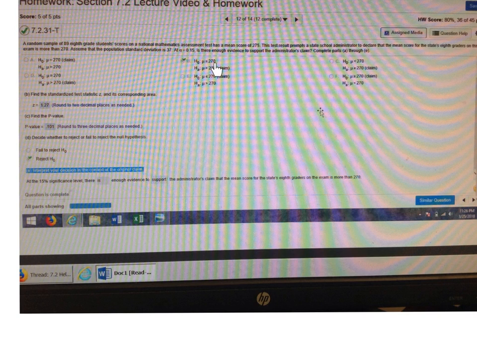So if we reject this, that means we're going to support the alternative hypothesis, which is the claim they're wanting to make. So at the 15% significance level, there is enough evidence to support the claim that their scores are more than 270. And so anytime you reject the null hypothesis, that means you support the alternative hypothesis. And if you do not reject the null hypothesis, then there wouldn't be sufficient evidence for the claim.